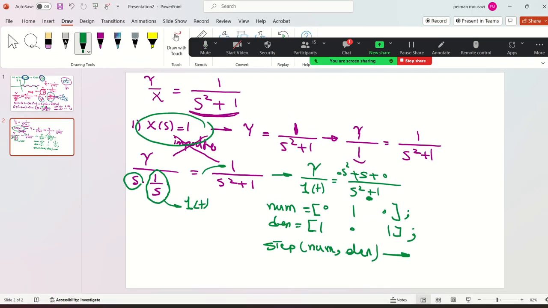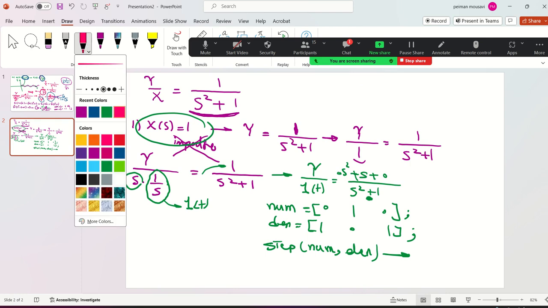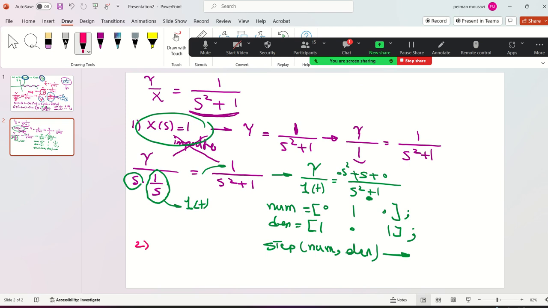Can I? Everybody? So, 2. When X of s, the input to the system, is 1 over s, it means step, as now we know. So you don't change anything here because we have a step. So Y over step, we have it in MATLAB.